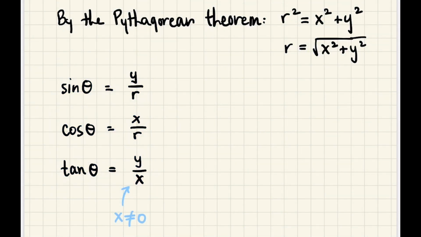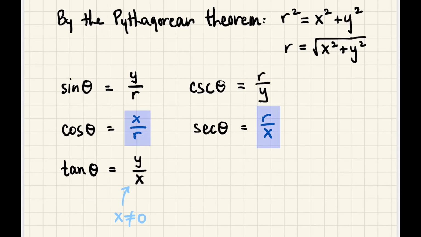There are 3 more. So those next 3 are cosecant of theta, which is just r over y. Notice it's the reciprocal of sine. Then we have secant of theta, which is r over x. Notice that's the reciprocal of cosine. And finally, we have cotangent of theta, which is x over y. And of course, that's the reciprocal of tangent.